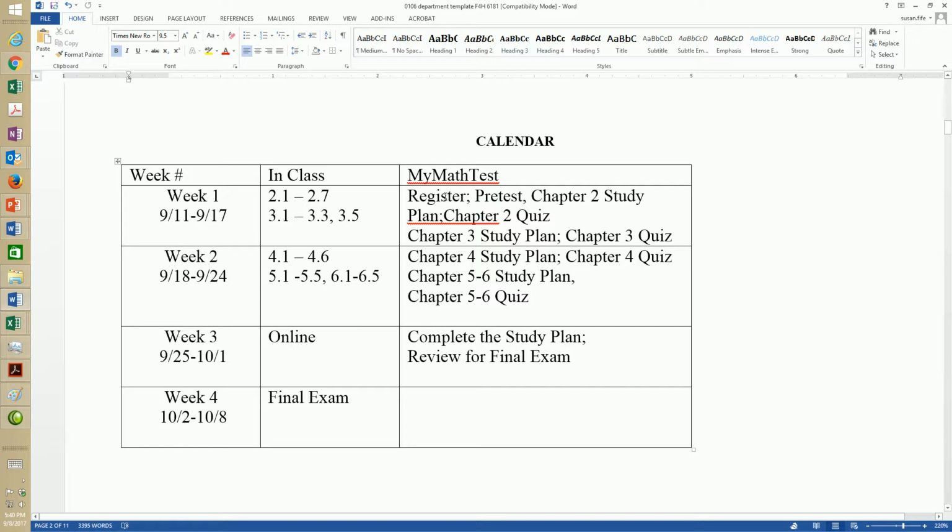In My Math Test, I have, during the first day, register, take the pretest, start the Chapter 2 study plan, and then there's a Chapter 2 quiz on My Math Test that they should take, and you might set that due date later or suggest that they take it before the second day. And then the second day you would cover Chapter 3, and they would do Chapter 3 study plan and take the Chapter 3 quiz, and so forth.